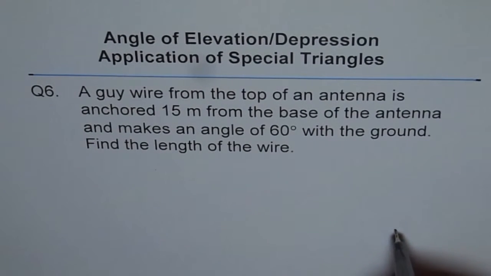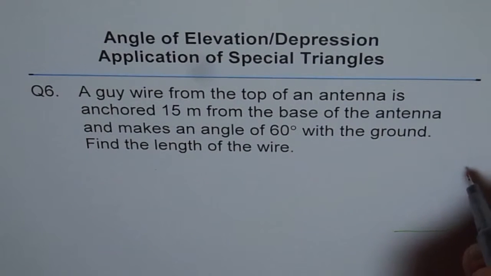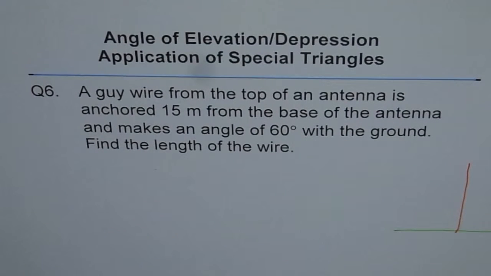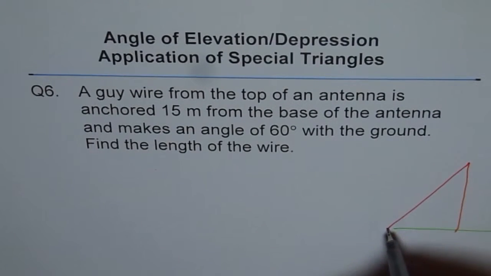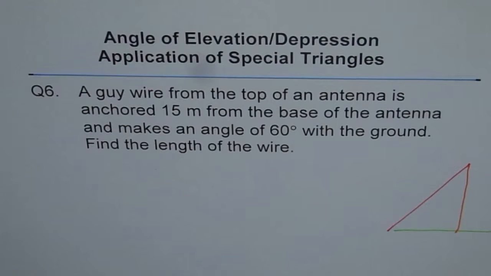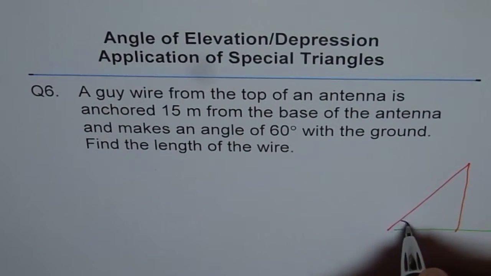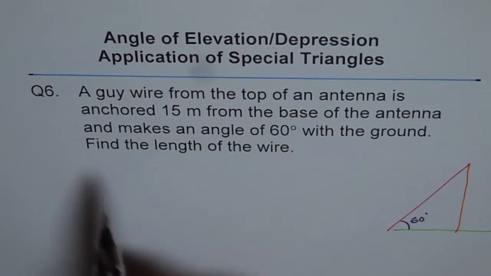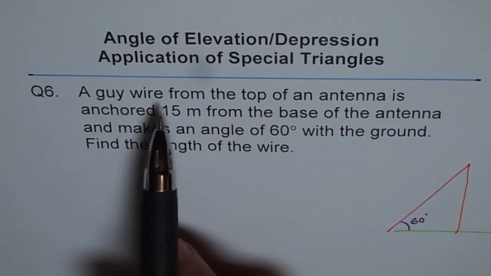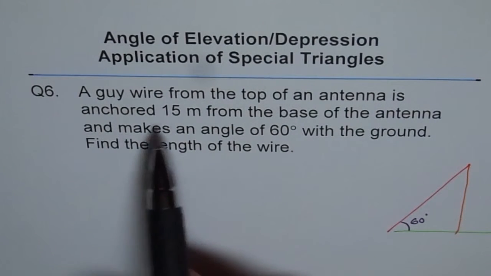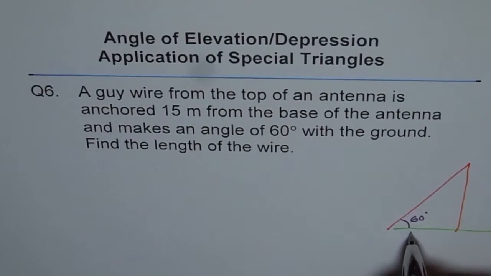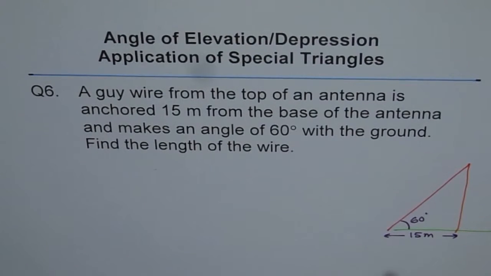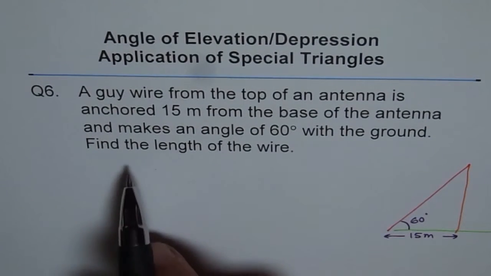So let's say this is the ground, and we have an antenna like this, and a wire is attached to the top. It makes an angle of 60 degrees with the ground, so let's say this angle is 60 degrees. The wire is anchored 15 meters from the base of the antenna, so 15 meters is this distance, from the base to the point where it is anchored. And that's the angle.